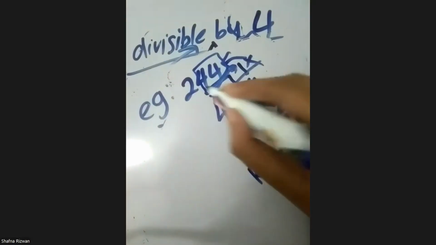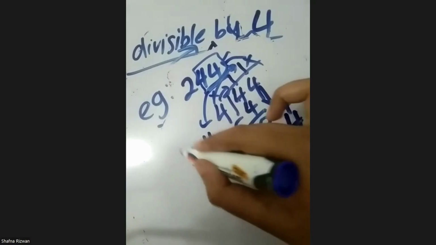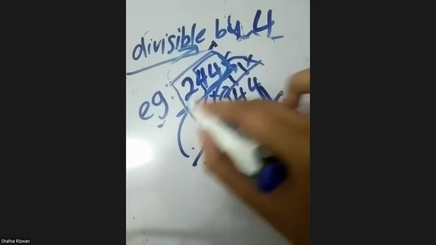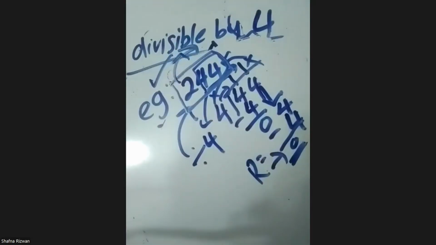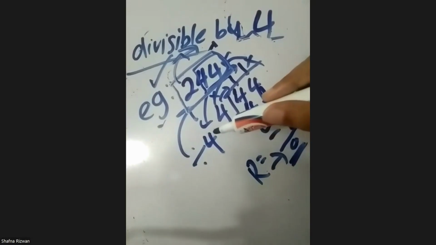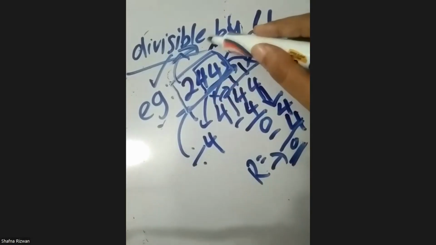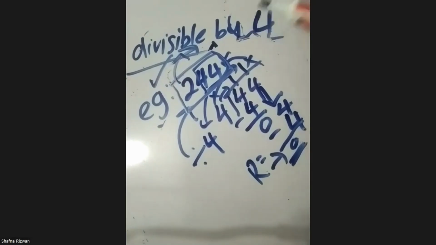Your last two digits are what? Divisible by 4. So what can you all automatically understand? Your whole number 244 is also automatically divisible by the number 4. Did you understand? If the last two digits are divisible by 4, that means automatically your whole number will become divisible by the number 4. This is the divisibility rule related to the number 4. Did you all understand?